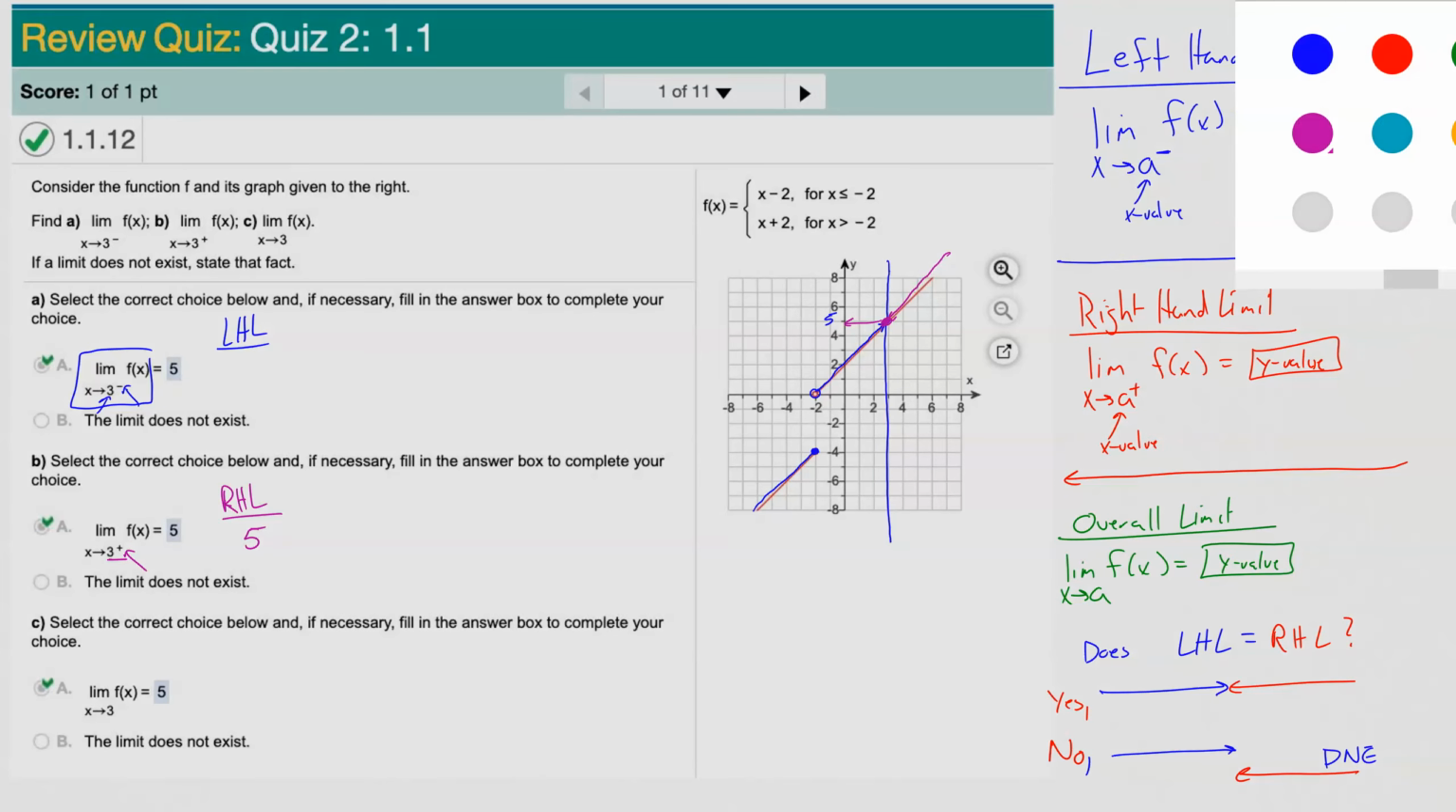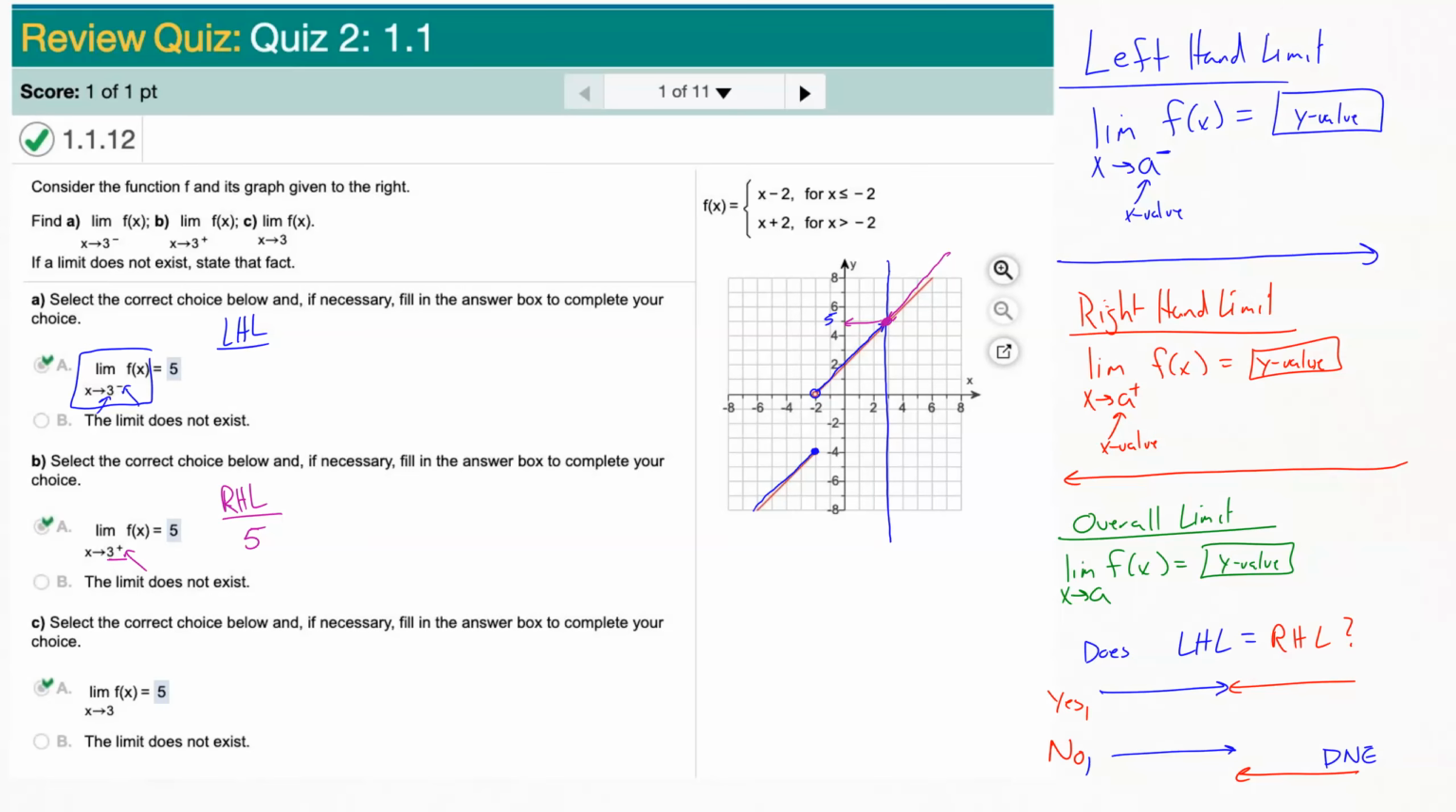The last part of this question is asking us to find the overall limit. You'll notice there's no plus or minus in that exponent there. And so what we're really asking ourselves right now is, does my left-hand limit equal my right-hand limit? Well, we found the left-hand limit at 3. That was 5. We found the right-hand limit at 3. That was also 5. Those two things are equal to each other, and then that tells us that the overall limit would be the same. The overall limit would be 5.